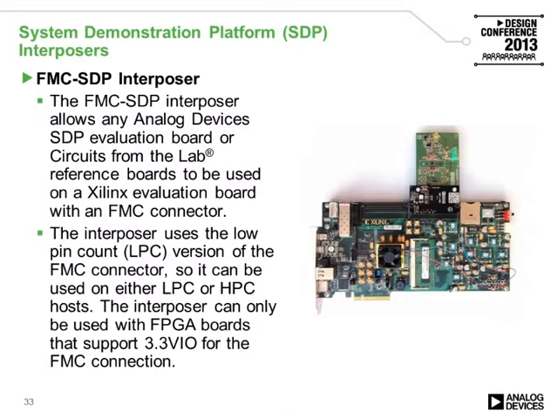The FMC SDP Interposer allows any Analog Devices system demonstration platform evaluation boards or circuits from the lab reference boards to be used on a Xilinx evaluation board with an FMC connector. The Interposer uses the low pin count version of the FMC connector, so it can be used on either LPC or HPC hosts. Since there is no active logic level translation on the Interposer, it can only be used with FPGA boards that support 3.3 volt I/O on the FMC.